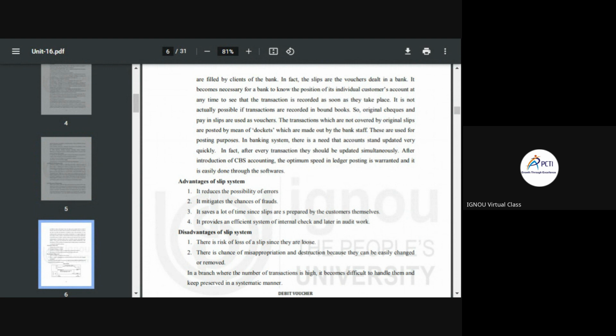We have the advantages of slip systems and we have the disadvantages of slip systems. First of all we need to discuss the advantages of slip systems. First one is to reduce the possibility of errors. Second one is to mitigate the chances of frauds. Third one is to save a lot of time since slips are prepared by the customers themselves. Then it provides an efficient system of internal check and later audit work.